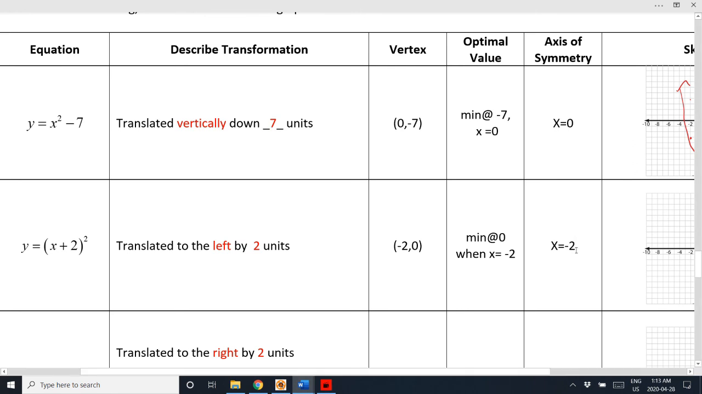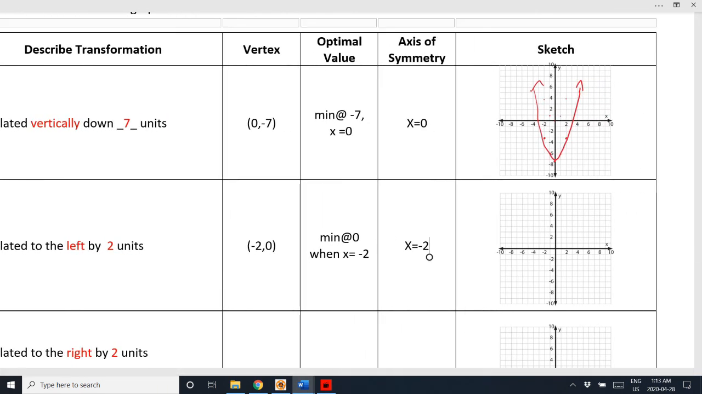And let's draw that translation. So again, we'll start off with the parent graph, -2 and 4, -1 and 1, 0 and 0, 1 and 1, 2 and 4. And then we're just going to move everything to the left, 2 units each. And then we can draw our parabola.